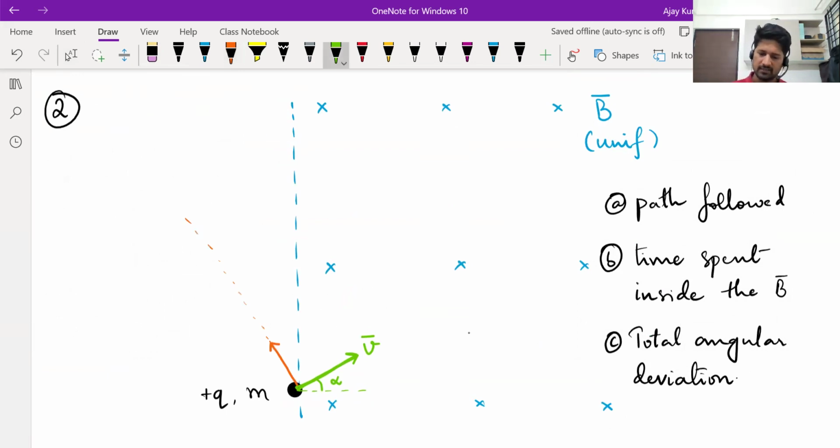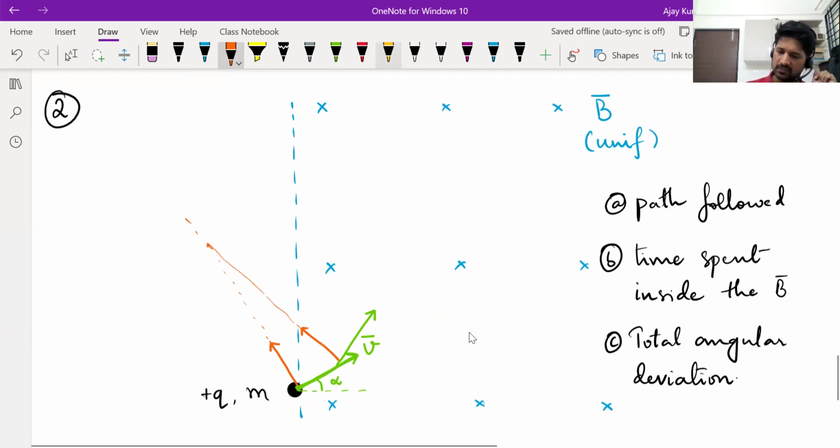It continues moving. At the next instant, the velocity changes its direction due to that force. Then if velocity rotates, the force must continue to be perpendicular to velocity, so the force vector also rotates and becomes like this. Extend it. You see these lines meeting somewhere here. So that becomes the center of the circle in which the charge tries to move. Okay, so that is that center now.